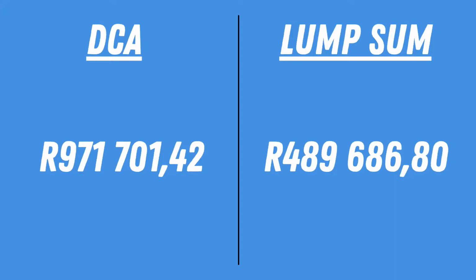But the lump sum one ended up being 490,000. So we're looking at nearly double. The dollar cost averaging method nearly gives us double what the lump sum one gave us. I didn't expect that. I thought I'd put your money in as soon as possible and then get the returns. But I think the question we need to ask ourselves now is, why did this happen?